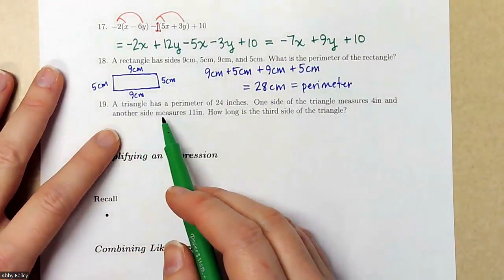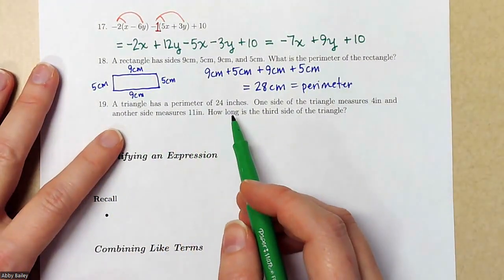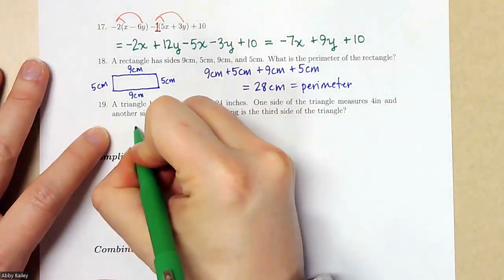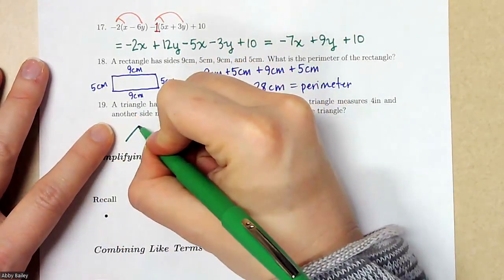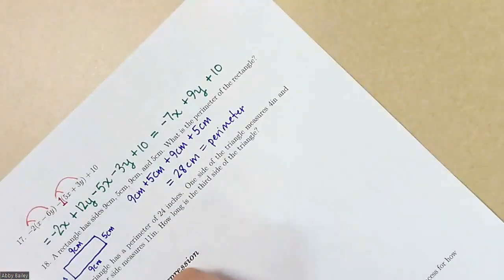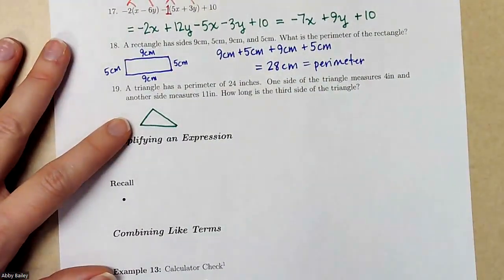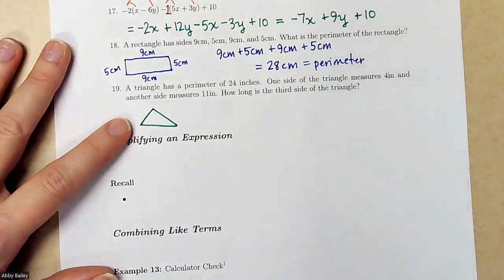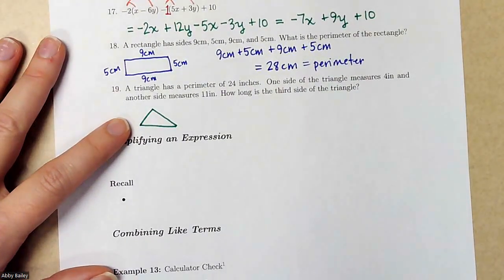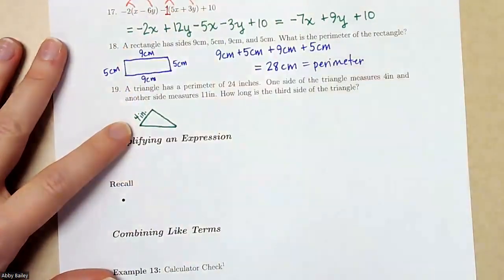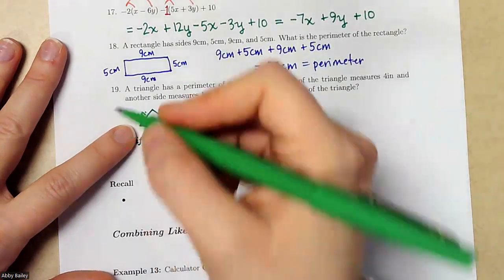Anyway, a triangle has a perimeter of 24 inches. Oh, so it's 24 inches around. And I don't know how the triangle looks, so I'm going to try to not make many assumptions on it. Anyway, we know that it's 24 inches around. So one side of the triangle measures 4 inches. Another side measures 11 inches. How long is the third side?